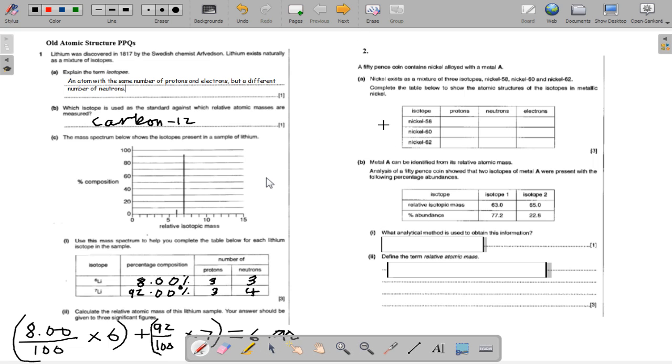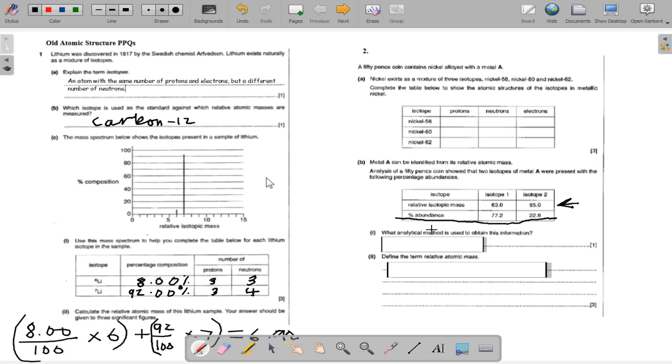So the next question now. The 50p coin contains nickel alloyed with metal A, and nickel exists as a mixture of 3 isotopes, nickel 58, 60 and 62. You need to complete the table, standard job here, and metal A can be identified from its relative atomic mass. The analysis of a 50p coin showed that 2 isotopes of metal A were present in the following percentage abundances. These abundances are in the second row of the table for some peculiar reason, but they're 77.2 and 22.8, and the isotopic masses are 63 and 65.